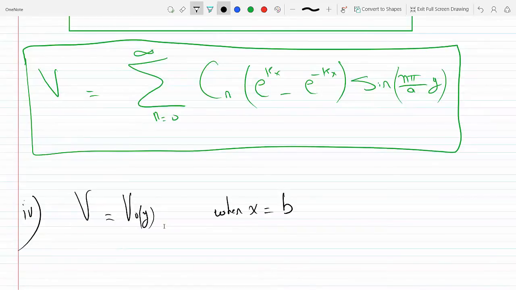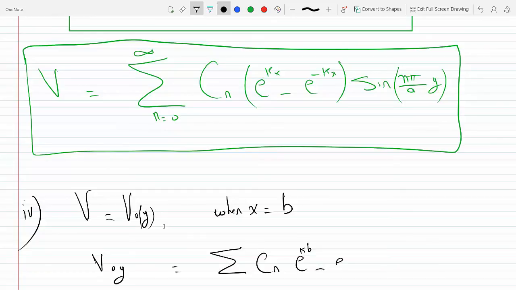So I'm going to plug it in, so I get v0(y) equals the summation of Cn times (e to the kb minus e to the minus kb), where k is n pi over a, times sine of n pi over a y.